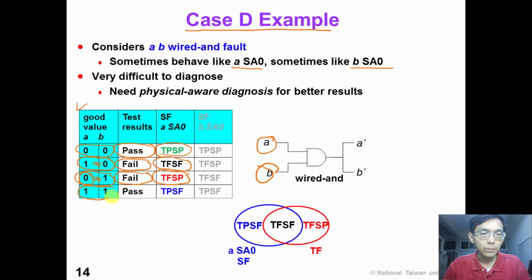When both A and B are 1, the circuit will pass the test. However, for A stuck at 0, 4, this could correspond to a TPSF. As we can see from this picture, the simulation failure of A stuck at 0, 4 and the test failure are not the same. This is the same for B stuck at 0, 4.